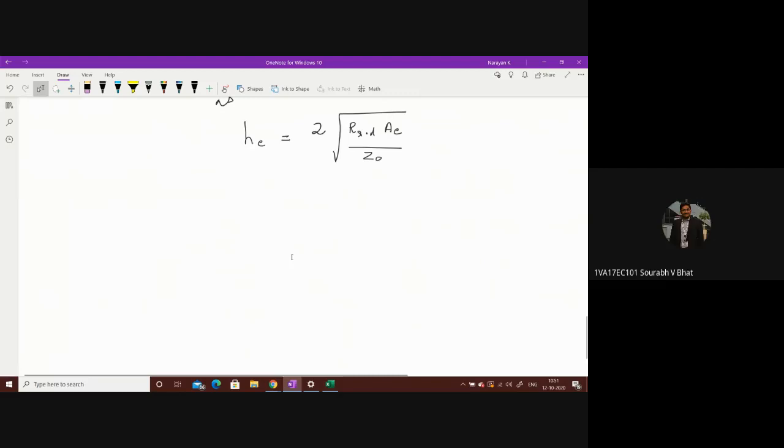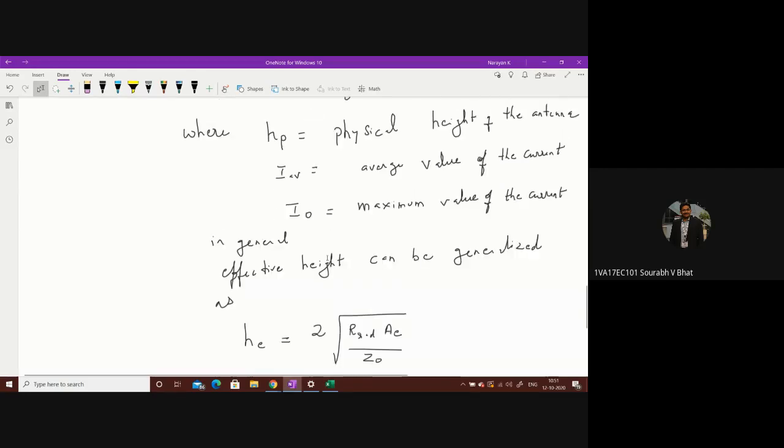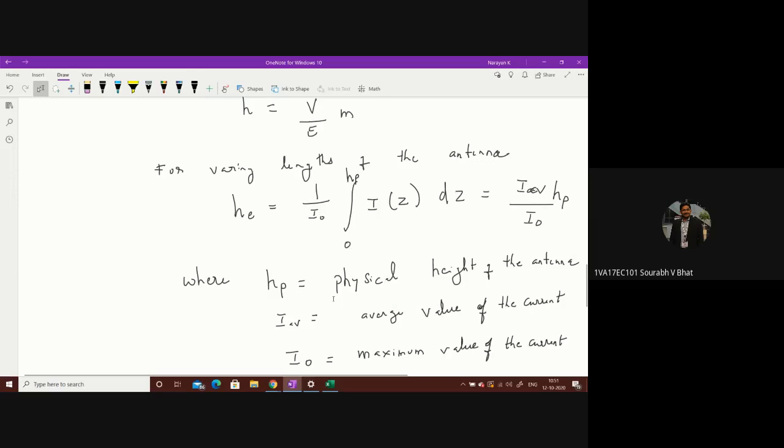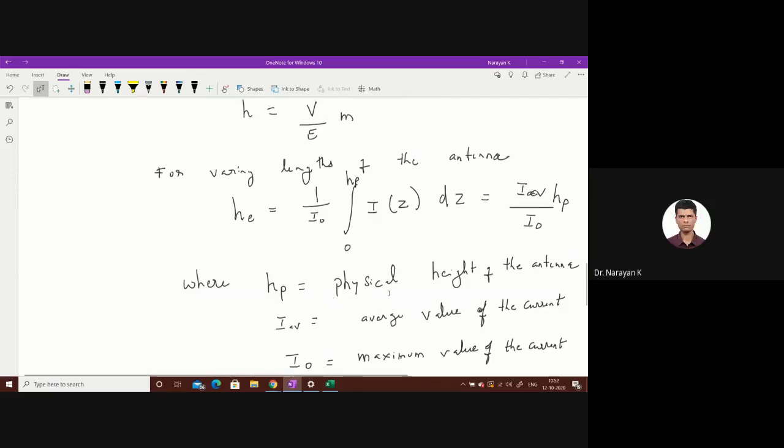Yes, sir. Sir, can you please scroll up, sir? Okay. H_p is the physical height of the antenna, so I can also put it as L_p. Your effective height is not equivalent to the physical height. You have to integrate the entire current, so then only you will get what is known as your effective height. Now this effective height is different from effective aperture. Do not confuse the two.